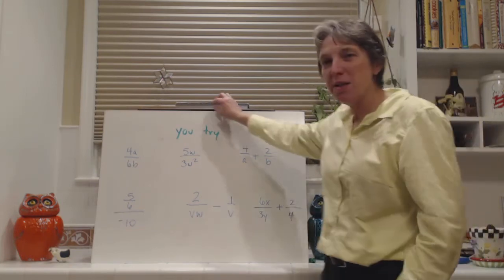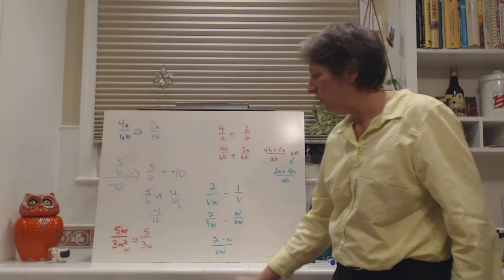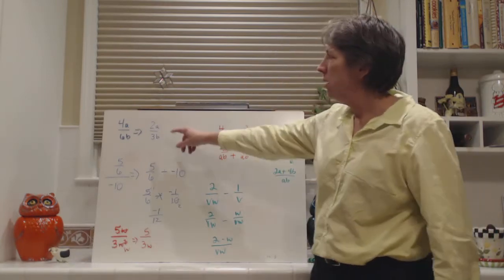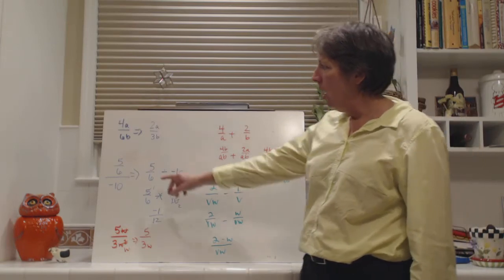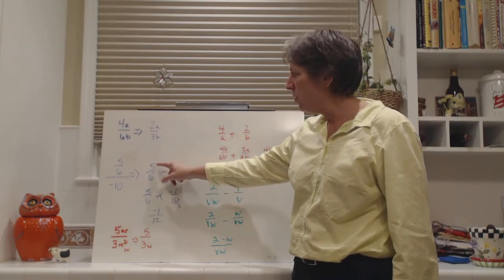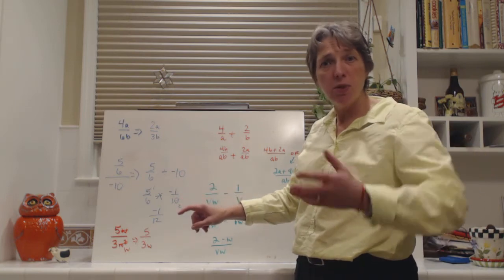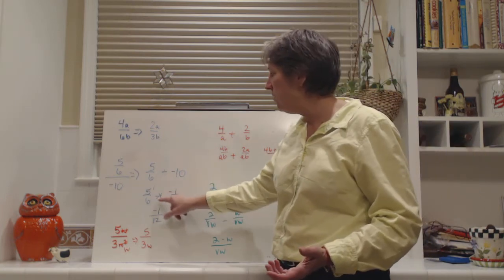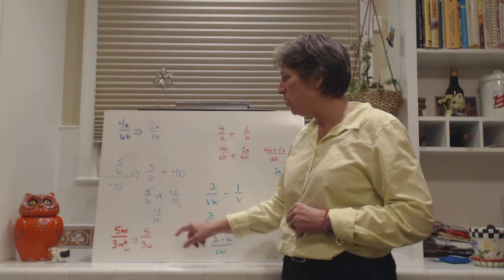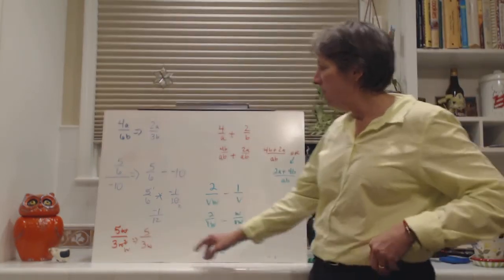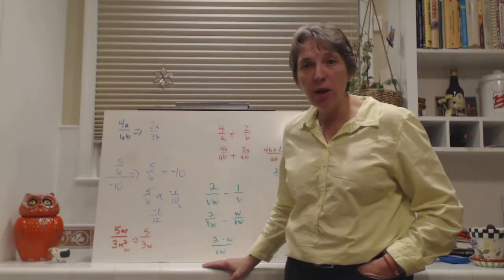Welcome back. Let's see how you did. On the first one, you should have gotten 2a over 3b. On 5/6, the compound fraction, you say 5/6 divided by -10. You change it to multiplication, take the reciprocal of the second number, so you get 5/6 times -1/10, which simplifies to -1/12. Then I have 5w over 3w squared. That simplifies to 5 over 3w.